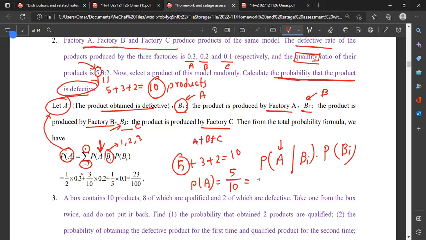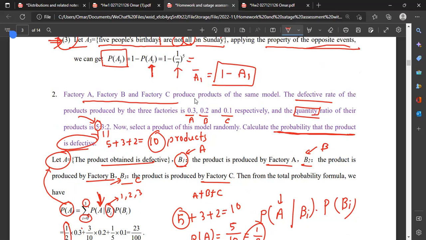So it will be 1 by 2, right? Yeah. So that's why we write down here P of B1. It will be 1 by 2, okay? And then times the defective rate of A here, which is given as 0.3. So we multiply them.